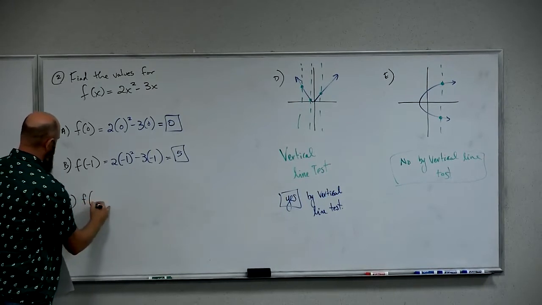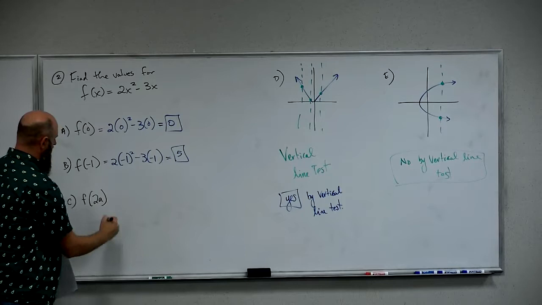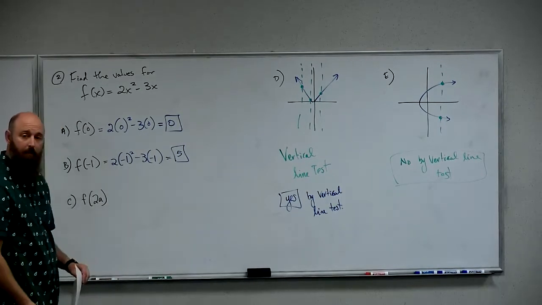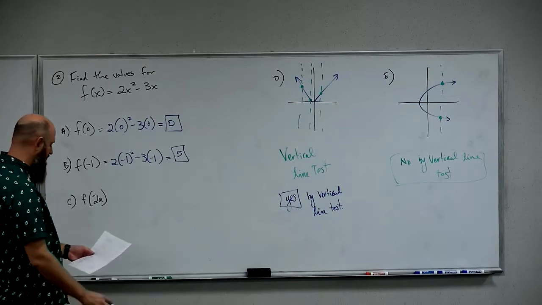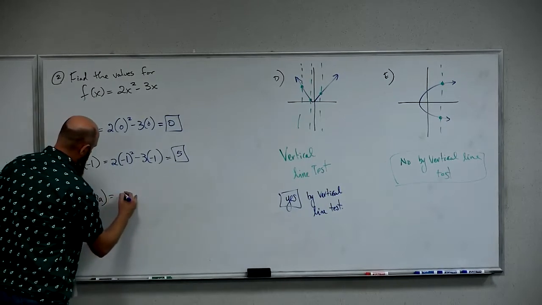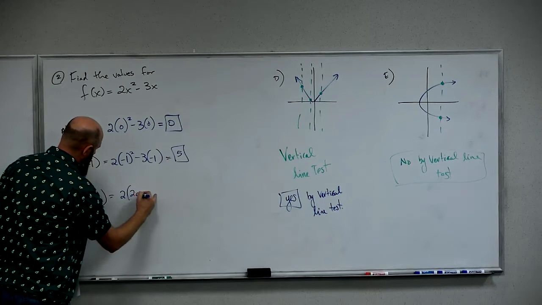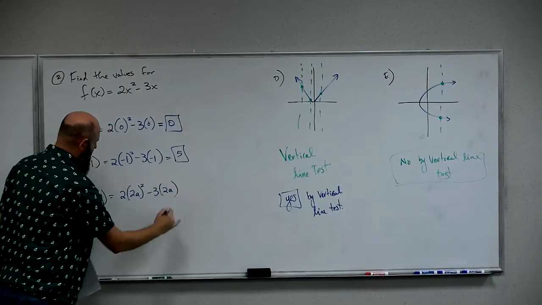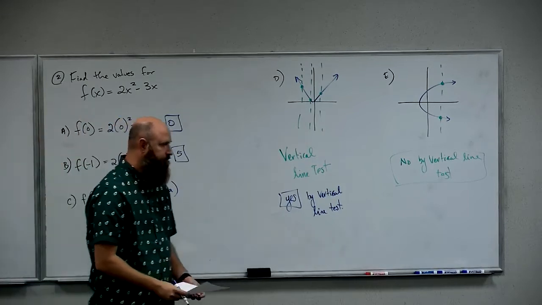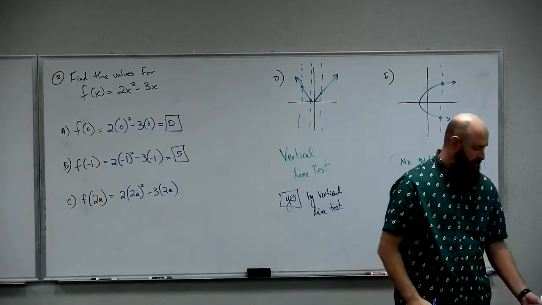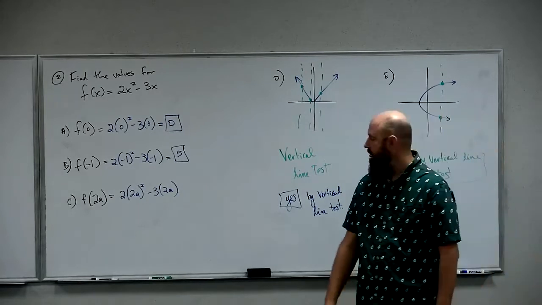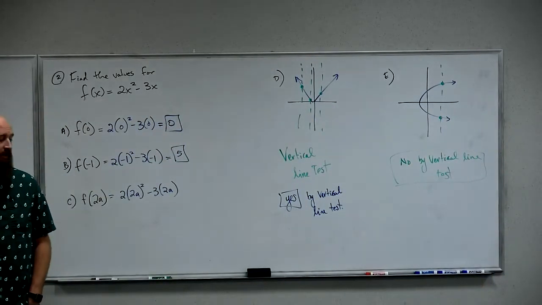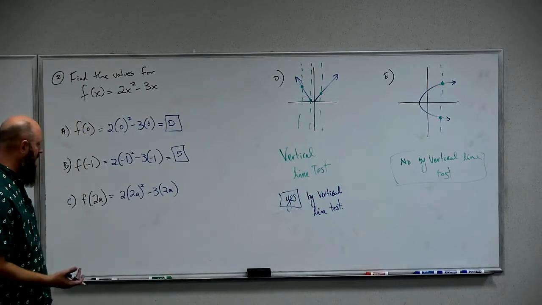All right, and then f of 2a. So sometimes we have letters that we put in there. And so let's look at that real quick. So 2 times 2a squared minus 3 times 2a. All right, now I'm going to show more steps on this one, because you can't just throw that one in the calculator because of the a.